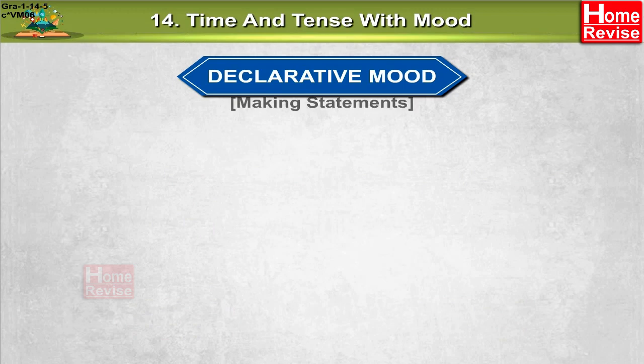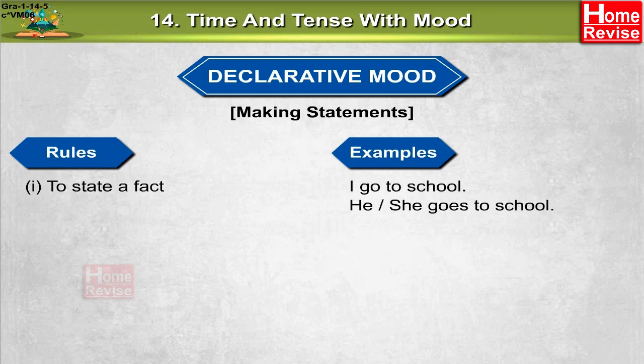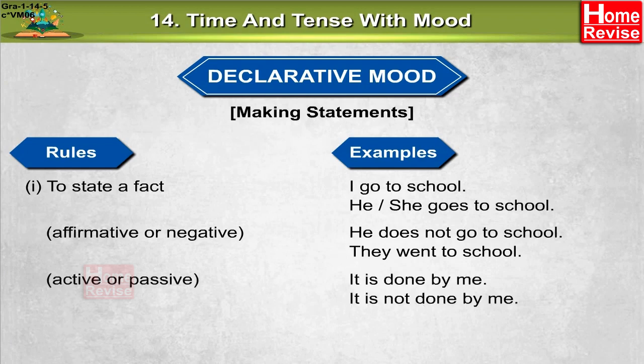Declarative mood. Making statements. Rules and examples. First, to state a fact. Example: I go to school. He or she goes to school. Affirmative or negative? He does not go to school. They went to school. Active or passive? It is done by me. It is not done by me.